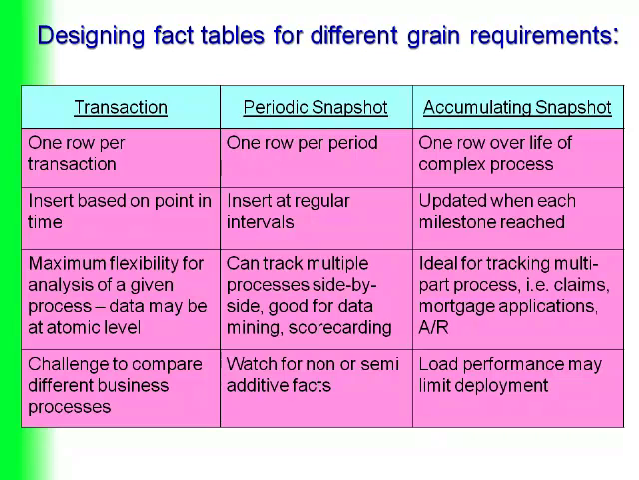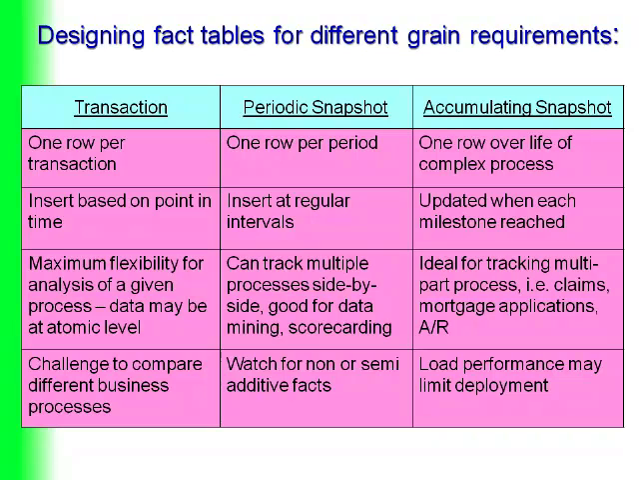That's called point in time insertion. In the periodic snapshot, we do insertion at regular intervals. In the case of accumulated snapshot, the fact table data is updated when each milestone is reached. From a flexibility point of view, the transaction oriented fact table provides maximum flexibility for analysis of a given process. Data may be kept at atomic level. That's why flexibility is maximum, because we can do any kind of summarization at any level by taking this atomic data.